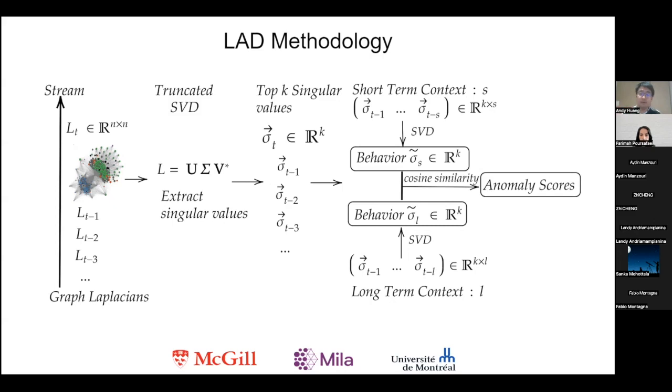So you want to take two sliding windows, one short-term and one long-term. And then you will compute the similarity score between your current signature vector and the principal eigenvector of the vectors that you stacked into this sliding window. And that gives you the final anomaly score.